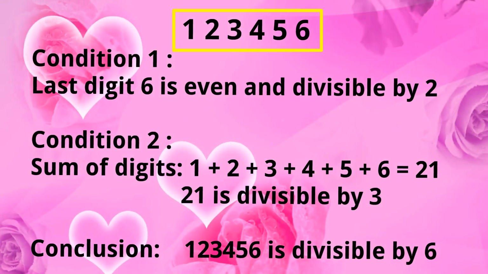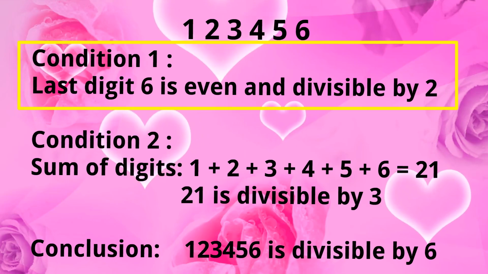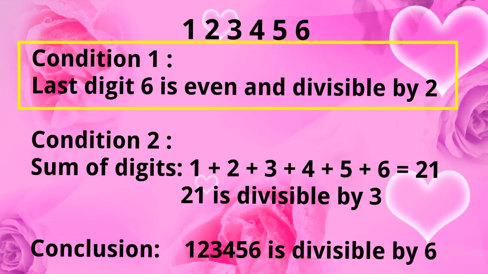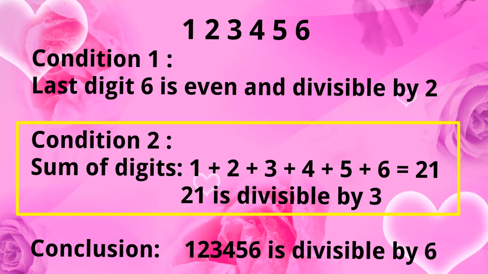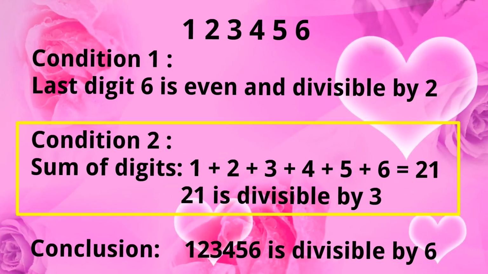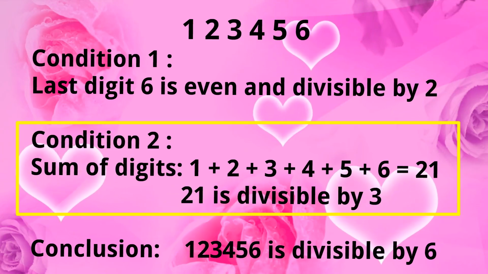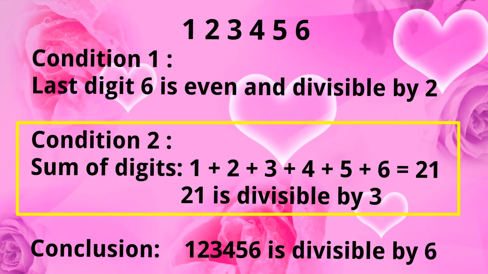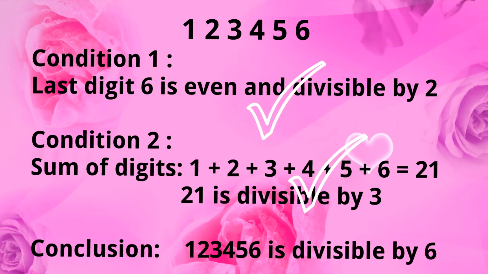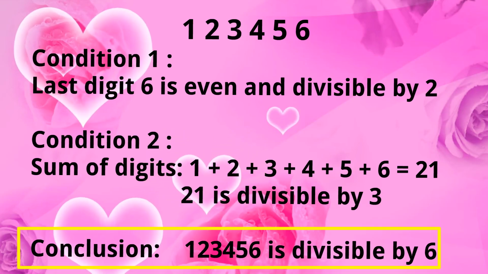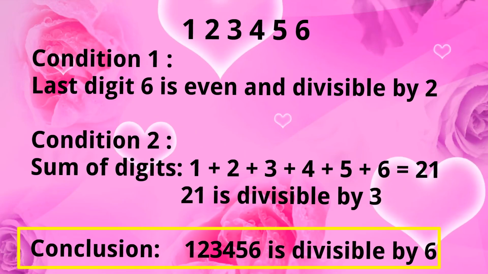Given number is 123456. Condition 1. Last digit 6 is even and is divisible by 2. Condition 2. Sum of the digits 1 plus 2 plus 3 plus 4 plus 5 plus 6 is 21. 21 is divisible by 3. Both condition 1 and condition 2 are satisfied. Conclusion: the given number 123456 is divisible by 6.